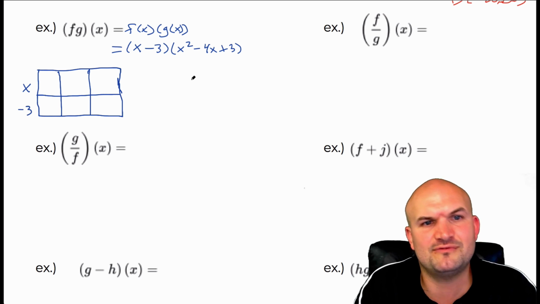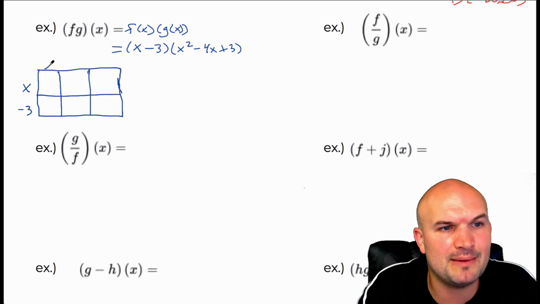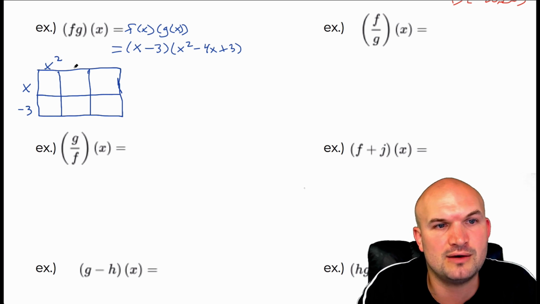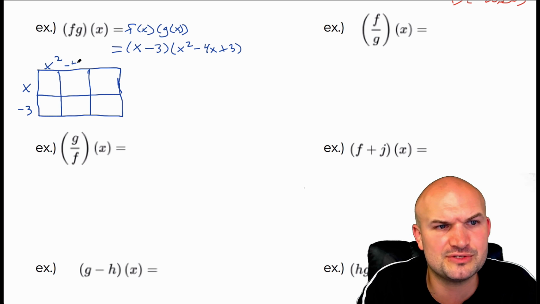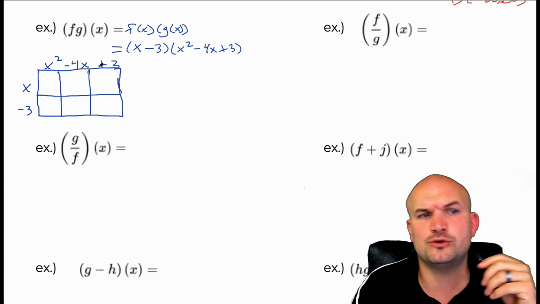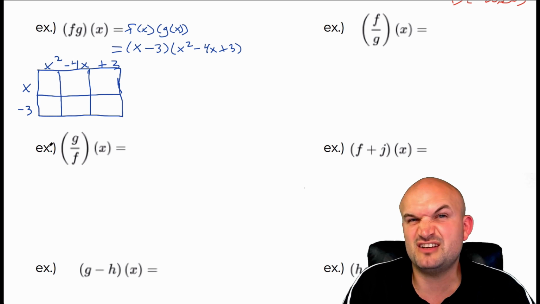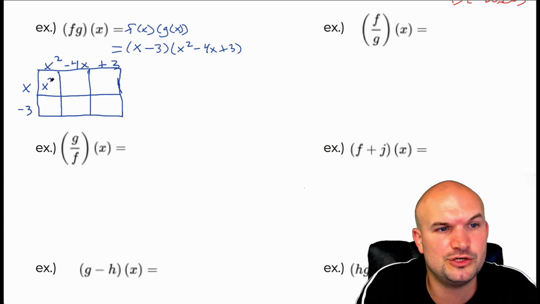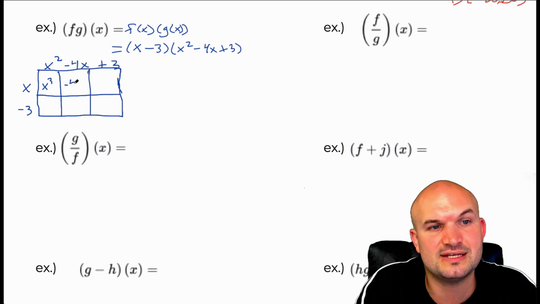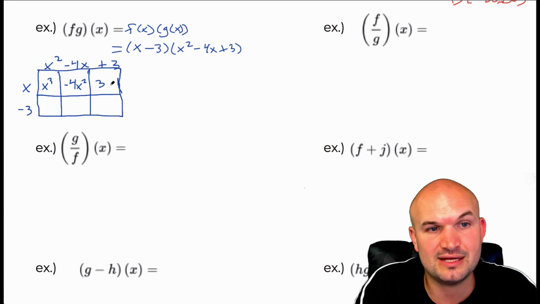You don't need to do this. For this problem, you could probably do this rather quickly using the distributive property. I only like using the box method because we are going to be using this later in this course. And I think for some students, it's helpful to keep things organized, and you can also check your work. So all we're going to do now is find the area of all these rectangles within this rectangle, just length times width. So x times x squared is going to be x cubed. X times negative 4x is negative 4x squared. X times 3 is going to be 3x.